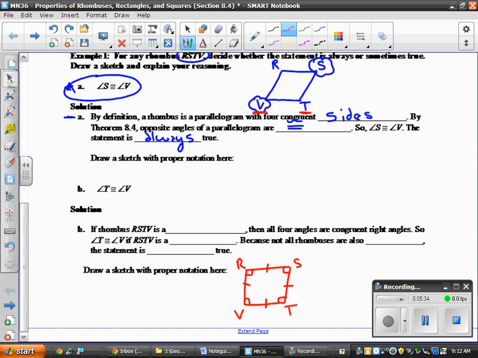So let's just fill in what we need to fill in here. It says if rhombus RSTV is a square, then all four angles are congruent right angles. So angle T is congruent to angle V if RSTV is a square. Because not all rhombuses are also squares, because of course we can have one that looks more like that section A problem.